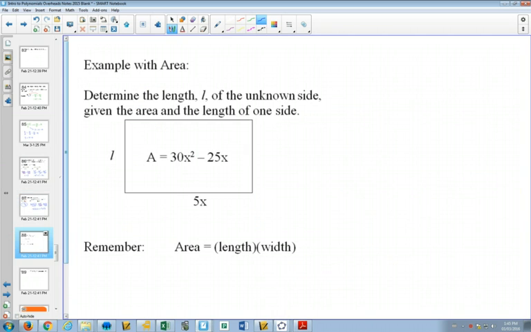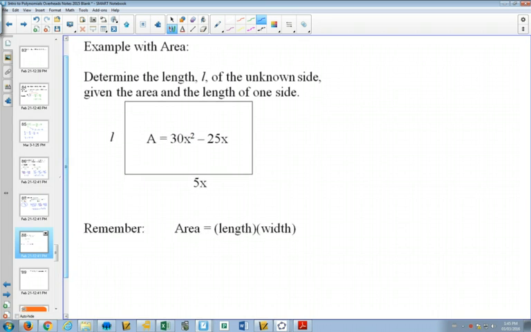So here's a couple of things that we could do in this one. First of all, we could write in that we know the area is 30x squared minus 25x. We don't know what the length is, but we know the width is 5x. Okay?